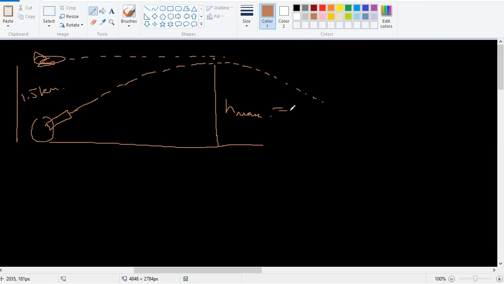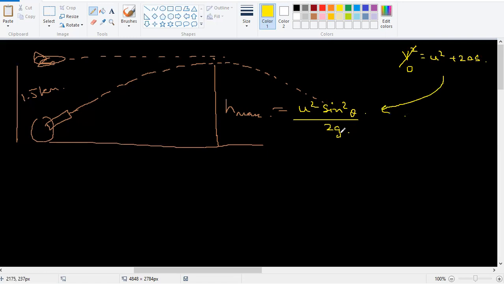So that means H max formula, H max is equal to, anybody remember, u squared sine squared theta by 2g, I think. Okay. V squared is equal to u squared plus 2as. So this becomes 0. U is u sine theta. So u sine theta the whole square, 2g will come in the bottom. So this is your H max. So if you don't remember this, you have to start from here. A is g, S is your H max. U is 600 square. Sine is sine.